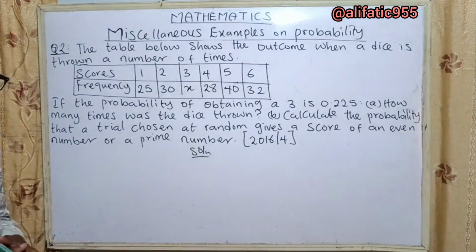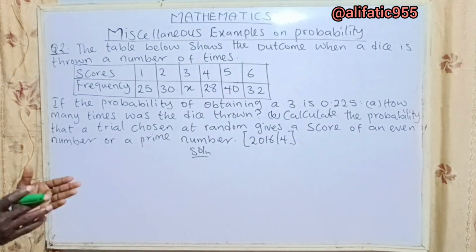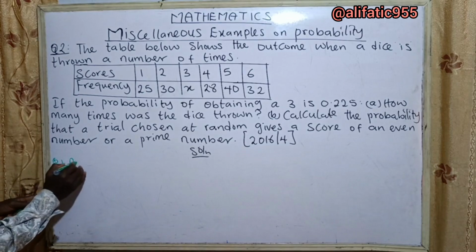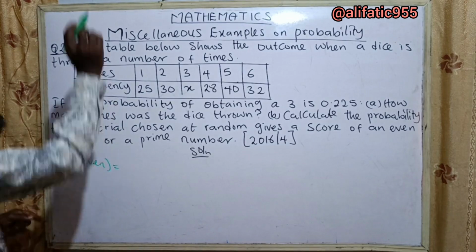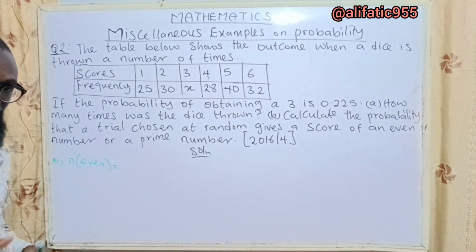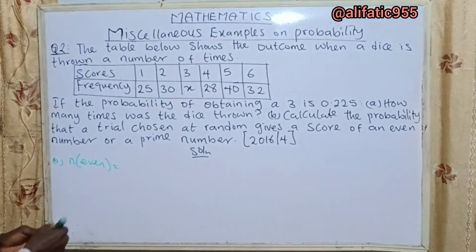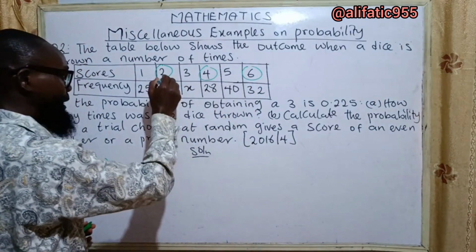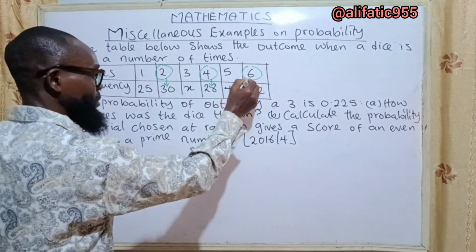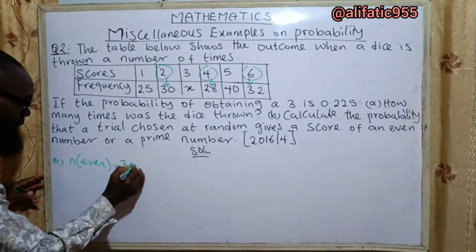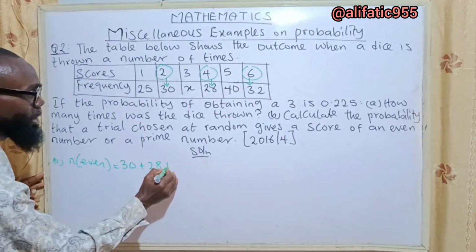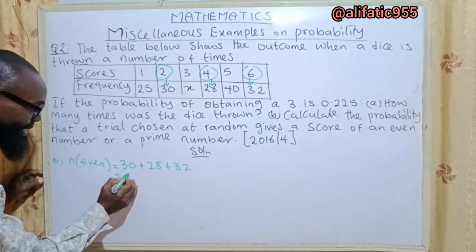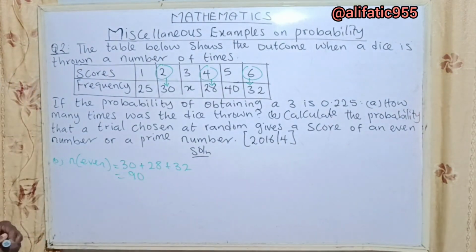Question B. Calculate the probability that a trial chosen at random gives a score of an even number or a prime number. Now, how many even numbers do we have there? Don't forget, even numbers are numbers that can be divided by 2 without any remainder. This is an even number, this is an even number, even number. So we trace it down. We have 30 plus 28 plus 32. We sum it up, we have 90. That is for even numbers.